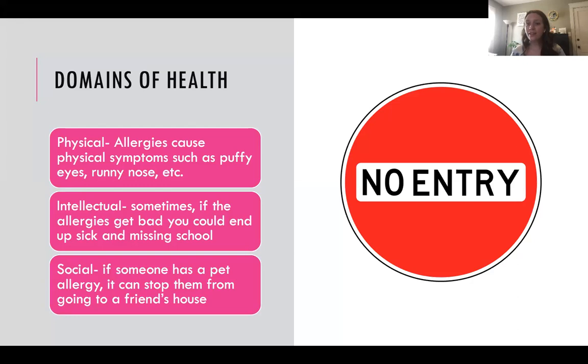So some of the domains of health that allergies touches on is physical. So allergies cause physical symptoms such as puffy eyes, runny nose, tearing eyes, etc. It also touches on intellectual. Sometimes if the allergies get bad, you can end up sick and missing school. So allergies can definitely affect your learning. And social. If someone has a pet allergy, so say you have a friend that has a cat and you really want to go over to their house, but they have that cat and you're allergic to cats, you can't go over to that person's house anymore. So it kind of affects your social life.